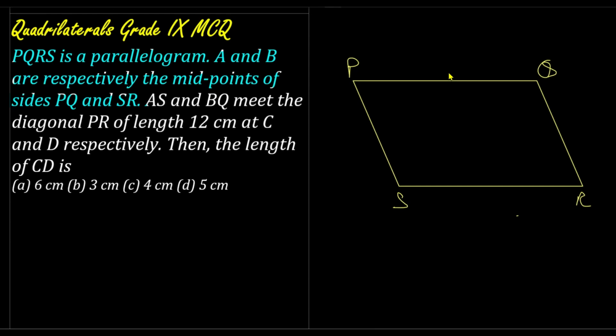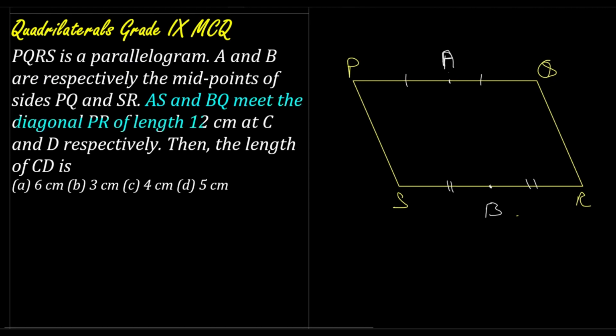Further, we are given A and B as the midpoints of PQ and SR. So A is the midpoint of PQ, like these two are equal, and B is the midpoint of SR. That's done till here. Further, it says that AS and BQ meet the diagonal PR.